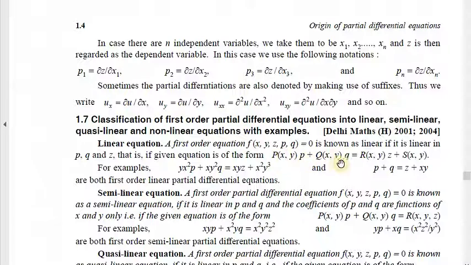So here P(x,y), Q(x,y), R(x,y), S(x,y), these are what? Functions of what? x and y. So for example, if you have an equation like this, you know what is p? p is del z by del x. q is del z by del y.